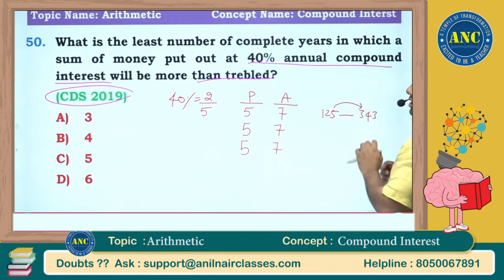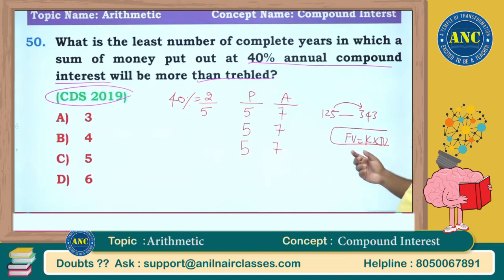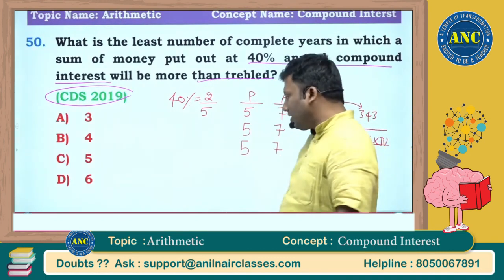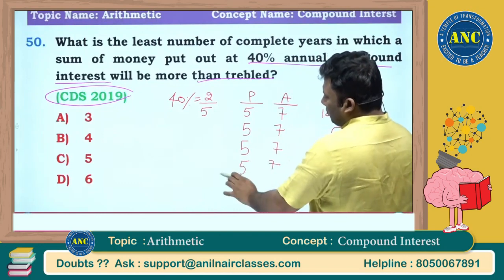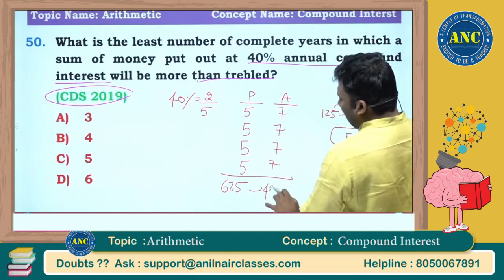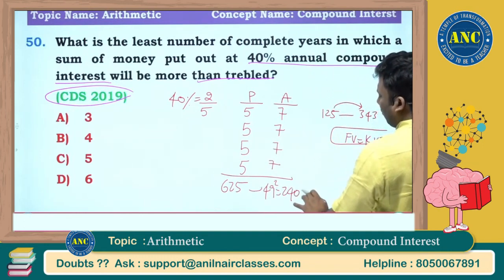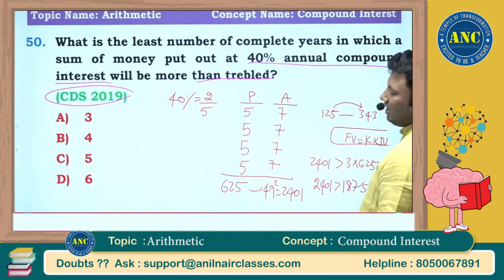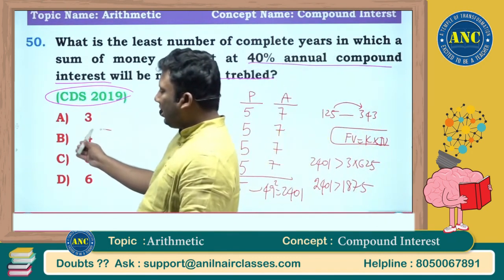What is the concept we discussed? The final value will be more than triple. Is 343 more than 3 times 125? No. So 3 years are over. If I take the 4th year, this will be 625, and 7 power 4 is 49 squared, which is 2401. 2401 is more than 3 times 625. So 2401 is greater than 1875. So what is the least number of years that I need to complete?